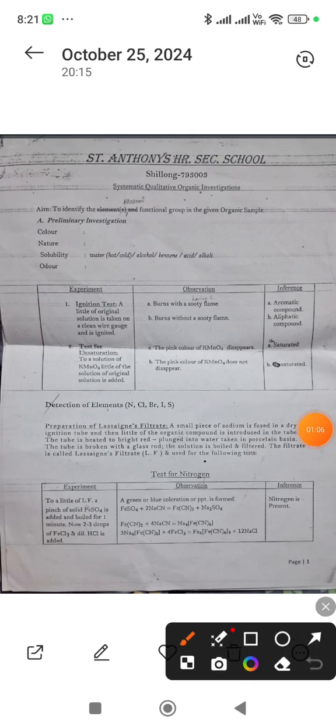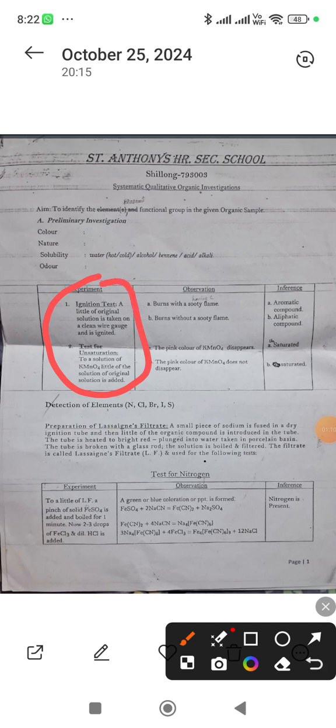Then order: if your compound was aromatic, for the order column you will write aromatic. If your compound was aliphatic, then you will write the order as orderless. Then we will move to the experiment column. In the experiment column, you will write whatever is given in the experimental column.